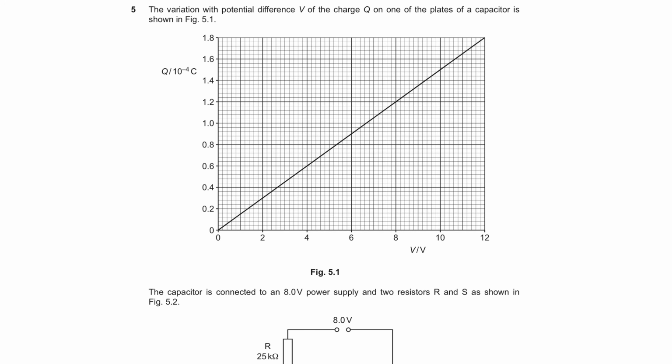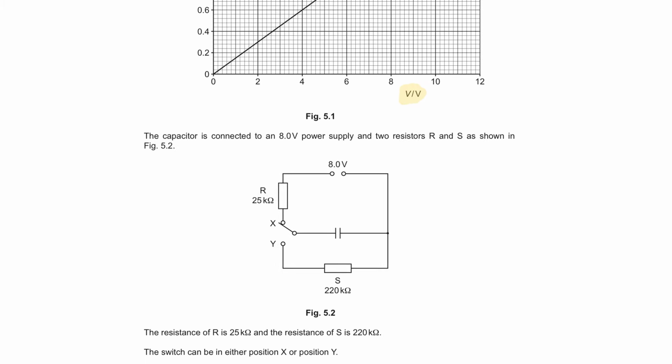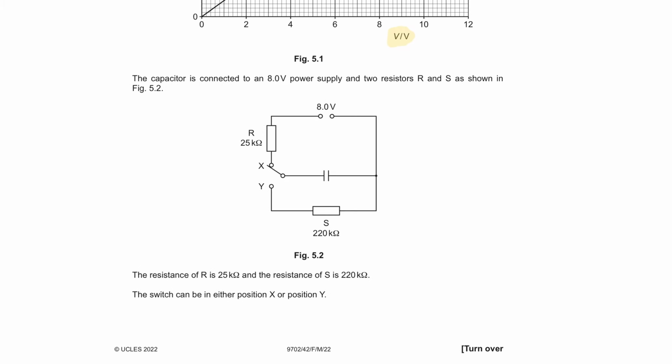Question 5 says the variation with potential difference V of the charge Q on one of the plates of a capacitor is shown in figure 5.1. So we've got the charge Q 10 to the power minus 4 coulombs, and we've got the potential on the x-axis. The capacitor is now connected to an 8 volt power supply and two resistors R and S as shown in figure 5.2. So we've got our capacitor, and this capacitor is connected to a resistor and a power supply, and there's another resistor over here, 220 kilo ohms, 25 kilo ohms.